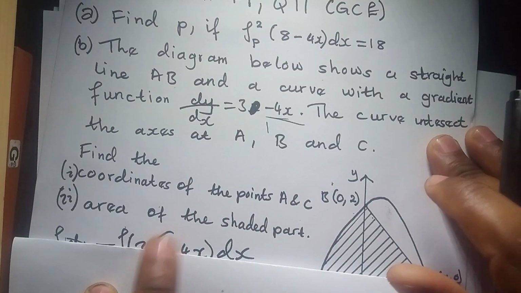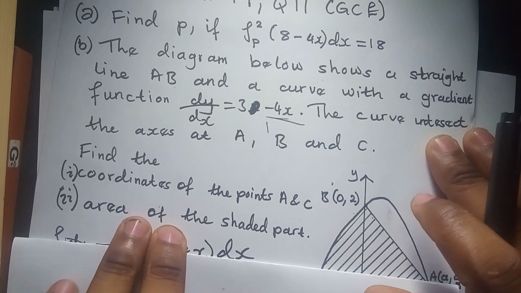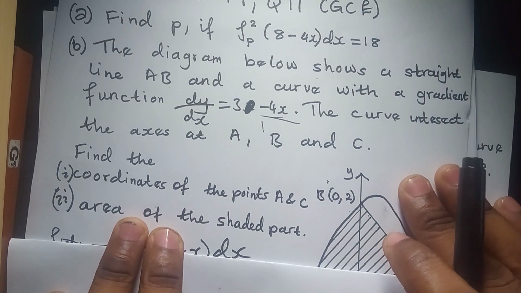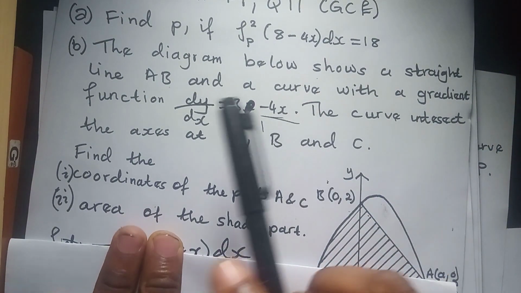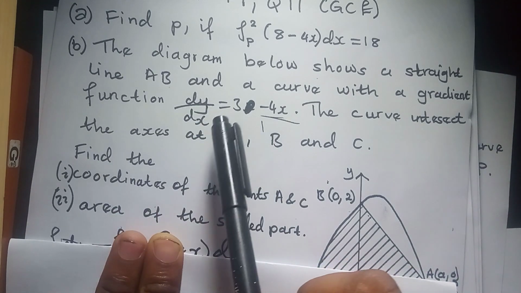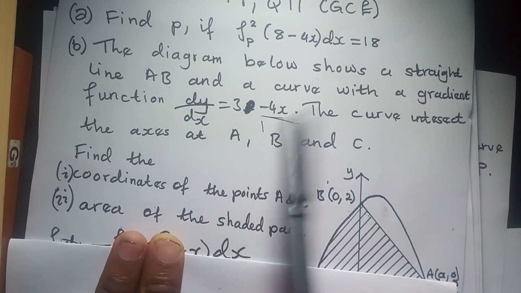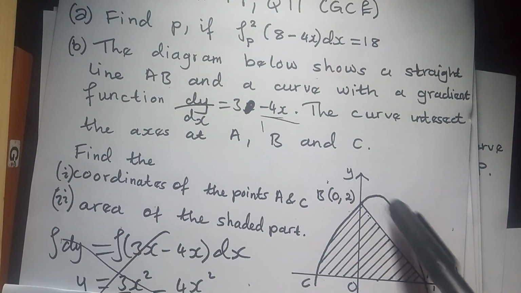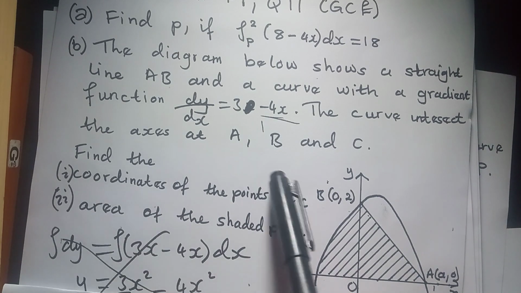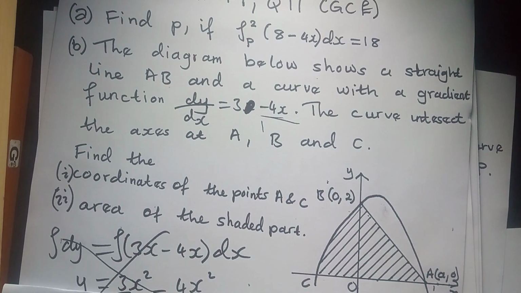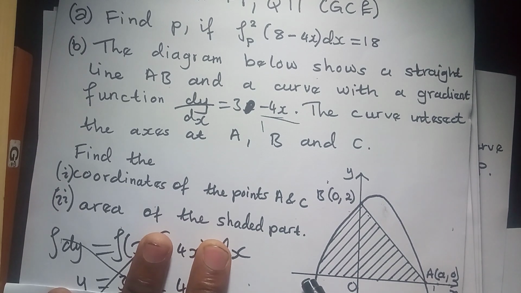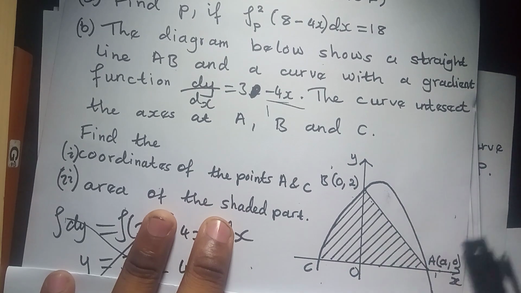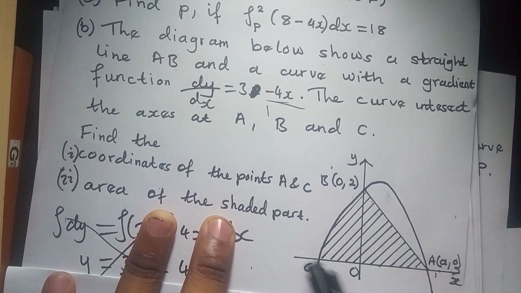So B, we have the diagram below shows a straight line AB and a curve with a gradient function dy dx is equal to 3 minus 4x. The curve intersects the axes at A, B, and C. Find the coordinates of A and C. So to find the coordinates of A and C, we need to find the equation of this line and take advantage of the fact that along the x-axis, y is always equal to 0.